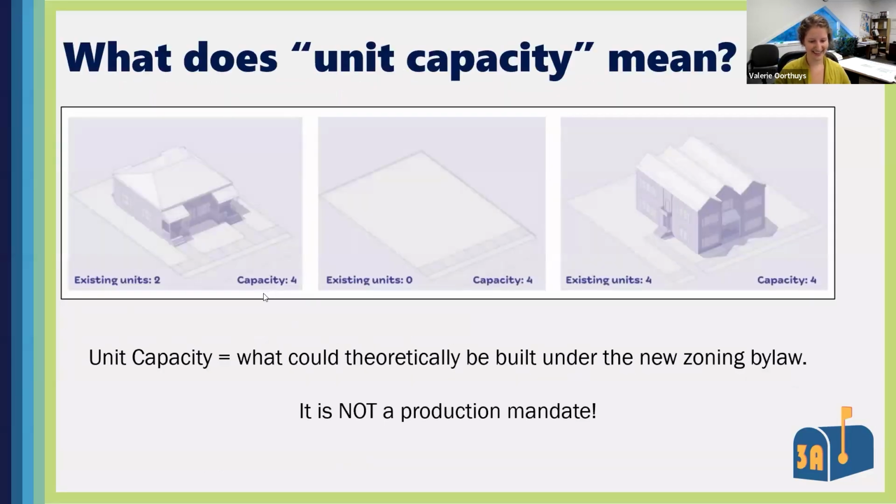So I just said that Stow has that unit capacity of 139 units, but what does unit capacity really mean? It's basically what could theoretically be built under a zoning bylaw, but it does not mandate production of housing units. So for example, in this image, we have a parcel that has the zoning capacity of 4 units. And here we see that 2 units are built on it. There could be nothing built there, or there could be that 4-unit structure there.